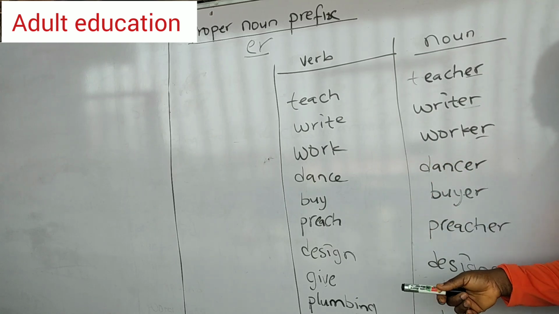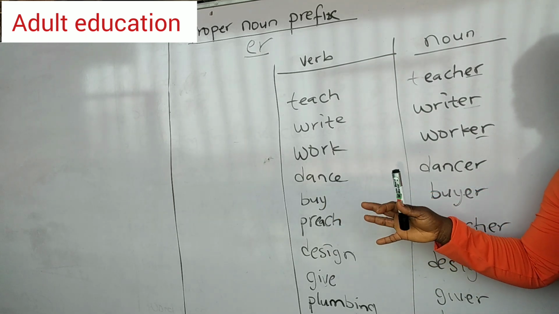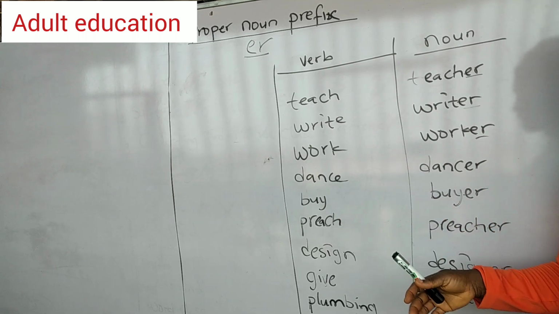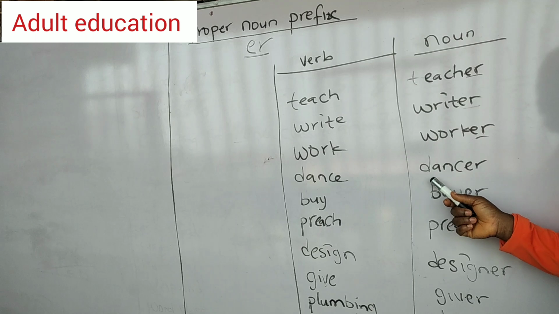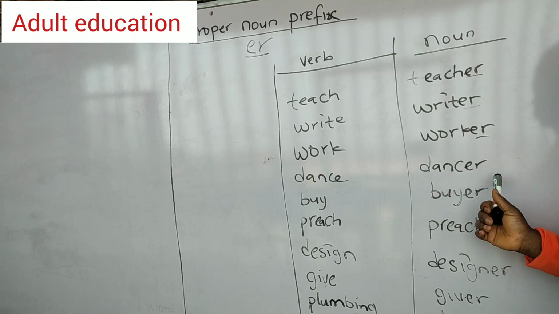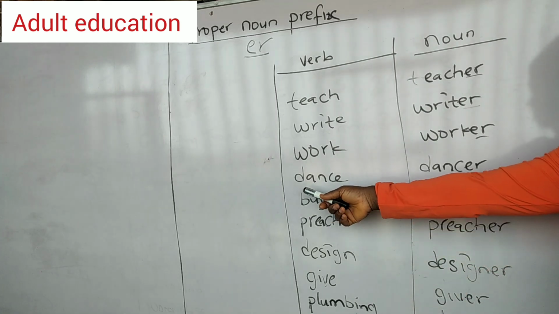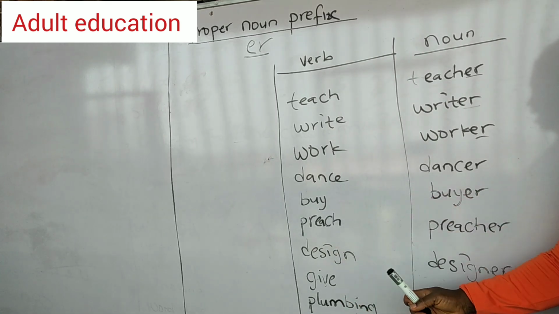Do we get it? We have dance, we have dancer. We have dance alone here being the action or the function part, and we added r and it became a person. We now have dancer. So a dancer does what? Dance. A dancer dances.